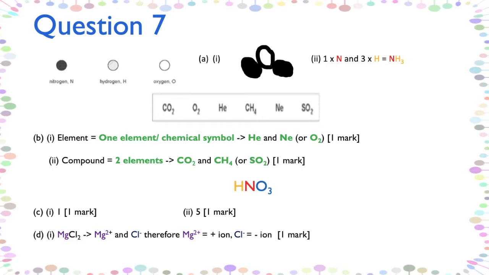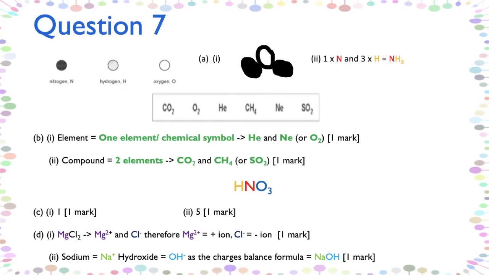Therefore, for DII, we need to give the chemical formula for sodium hydroxide. So sodium has the chemical formula Na+, and hydroxide ion has OH-. And because the charges are 1 on each, so there's 1 positive from the sodium and 1 negative from the hydroxide, the charge is balanced, therefore we don't need to add any more. Therefore, the balanced chemical formula is NaOH.